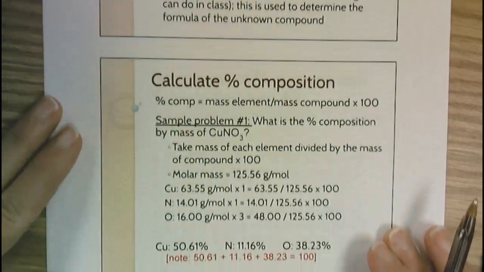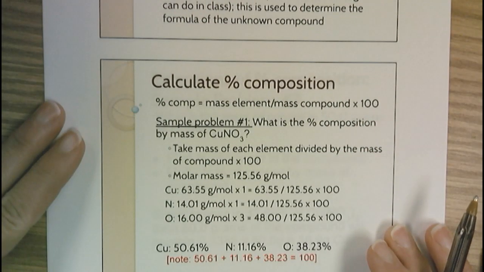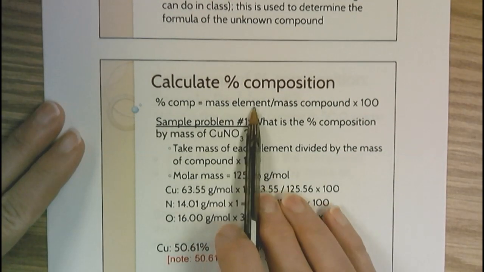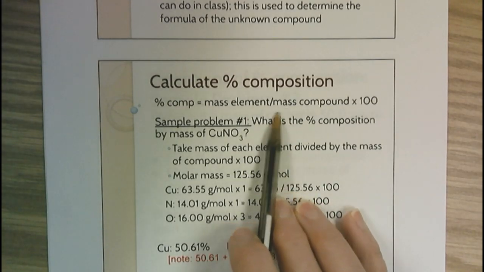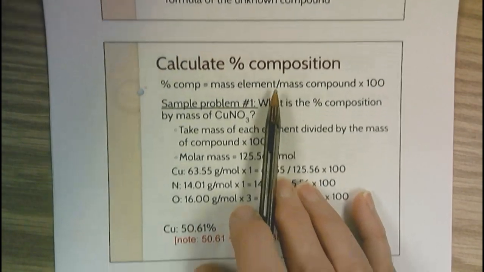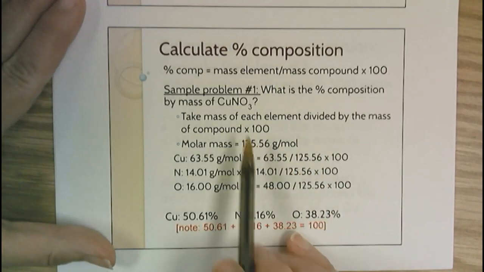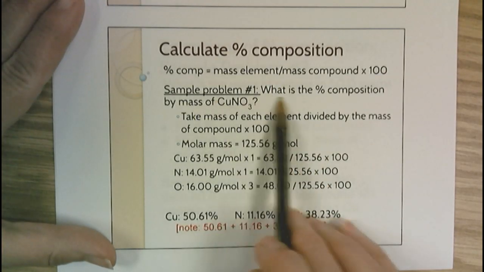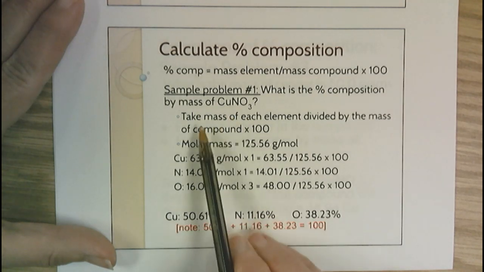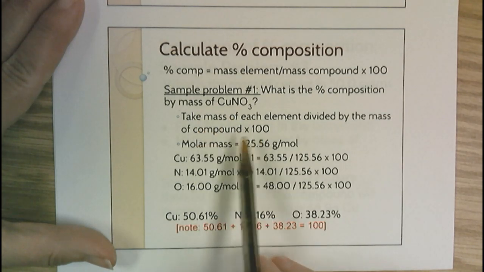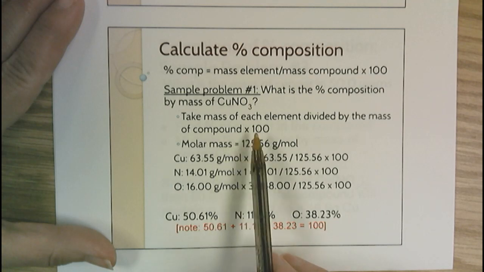So in percent composition, basically it's just going to be the mass of the element in the compound divided by the mass of the compound times 100, and that gives you the percent for each of the elements. So here's a sample problem. What is the percent composition by mass of copper 1 nitrate? So you just take the mass of each element divided by the mass of the compound times 100.